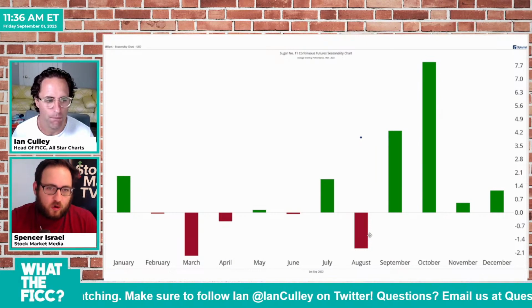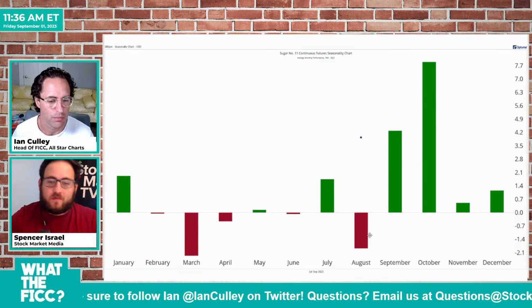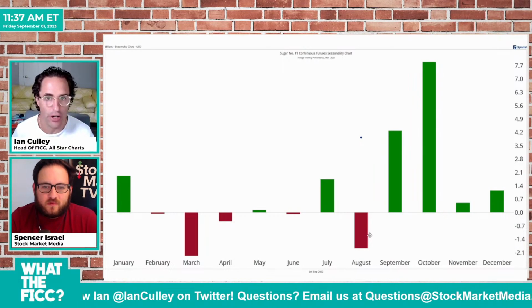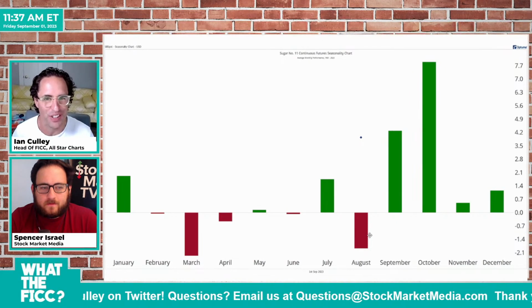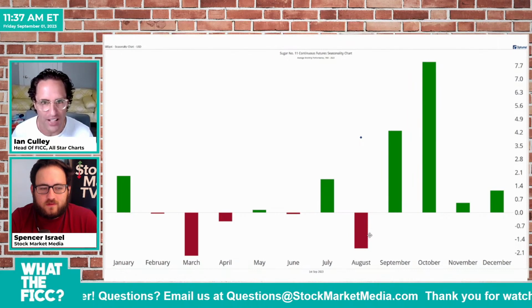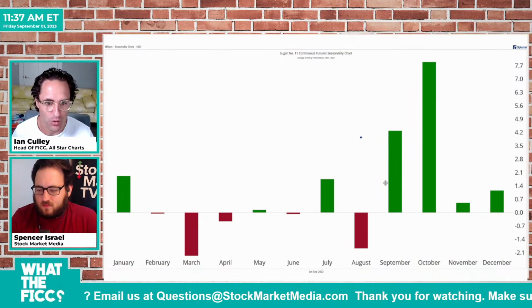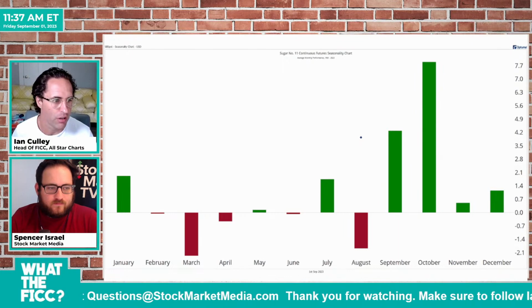Energy historically is weak in the fall. Sugar clearly not so much. Now, there's another energy contract we'll get to later that tends to catch higher during the fall. But in terms of gasoline, heating oil, crude oil, that's right. So September, big month coming for sugar.